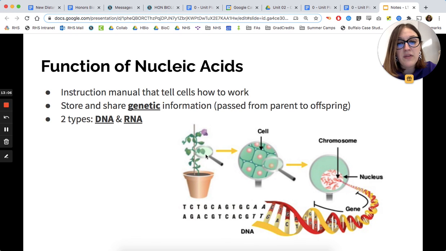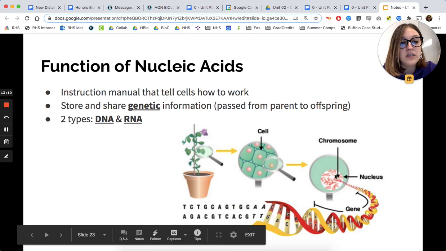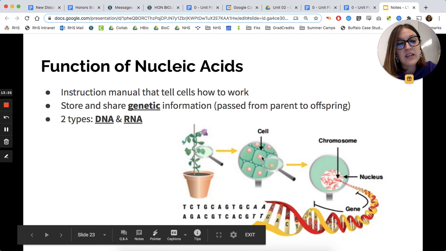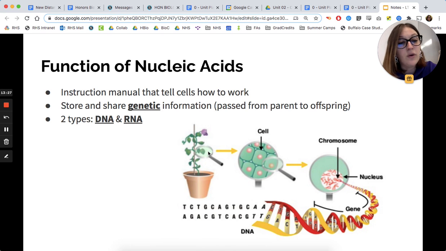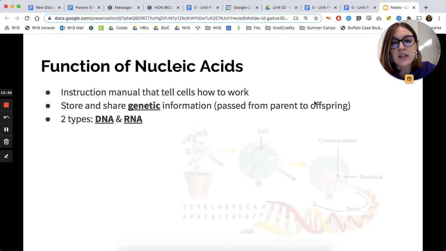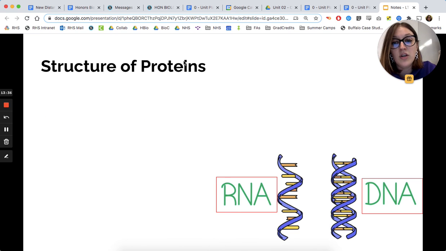Another way to think about this: if you were to zoom in and look at the cell of an organism and zoom into the nucleus, this is where you would find this DNA code. Maybe this double helix structure looks familiar to you. It's like a language that tells a cell how to function. In this case, it's telling this plant cell how to photosynthesize and capture sunlight energy, etc. Oh, that is a typo. That should say structure of nucleic acids.